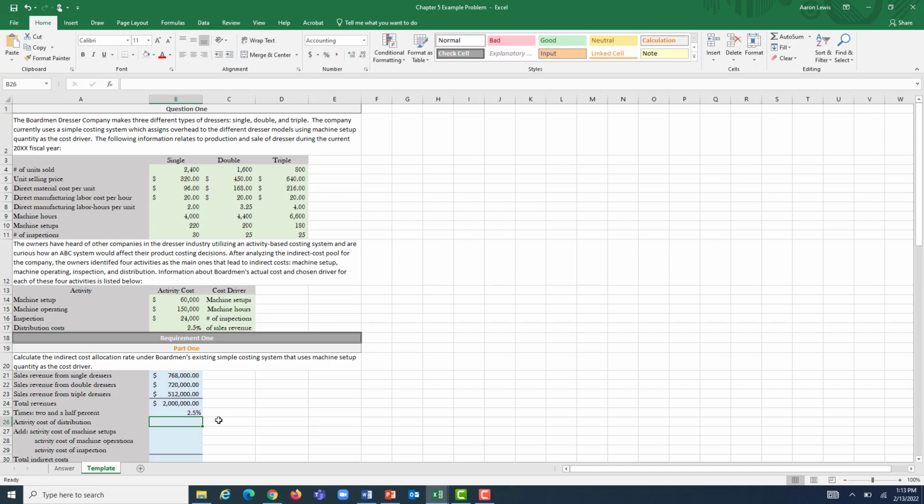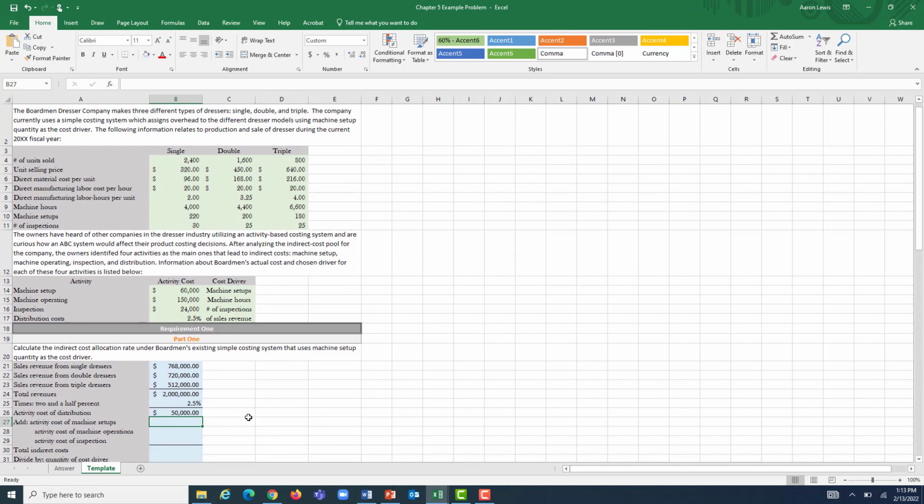2.5%. Well, what is 2.5% of 2 million? Just take your 2 million, multiply it by 2.5%, and it comes out to 50,000. So they think they're going to spend $50,000 distributing these dressers to their end user to be sold. Well, that's just one of our 4 activities.